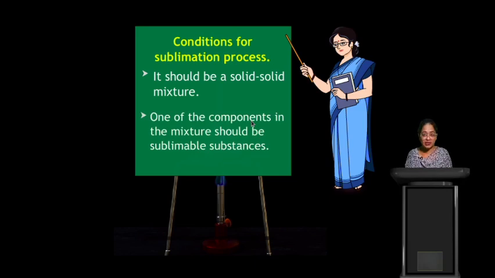One of the components in the mixture should be a sublimable substance. So among iodine and salt, only iodine was the sublimable substance, right? NaCl becomes liquid, but the iodine becomes vapor. If both of them are sublimable, both of them will vaporize, so there is no point, right? You cannot separate it. One of them has to be a sublimable substance, the other one has to be a normal substance. So these are the conditions for the sublimation process. Okay, I hope you understood.